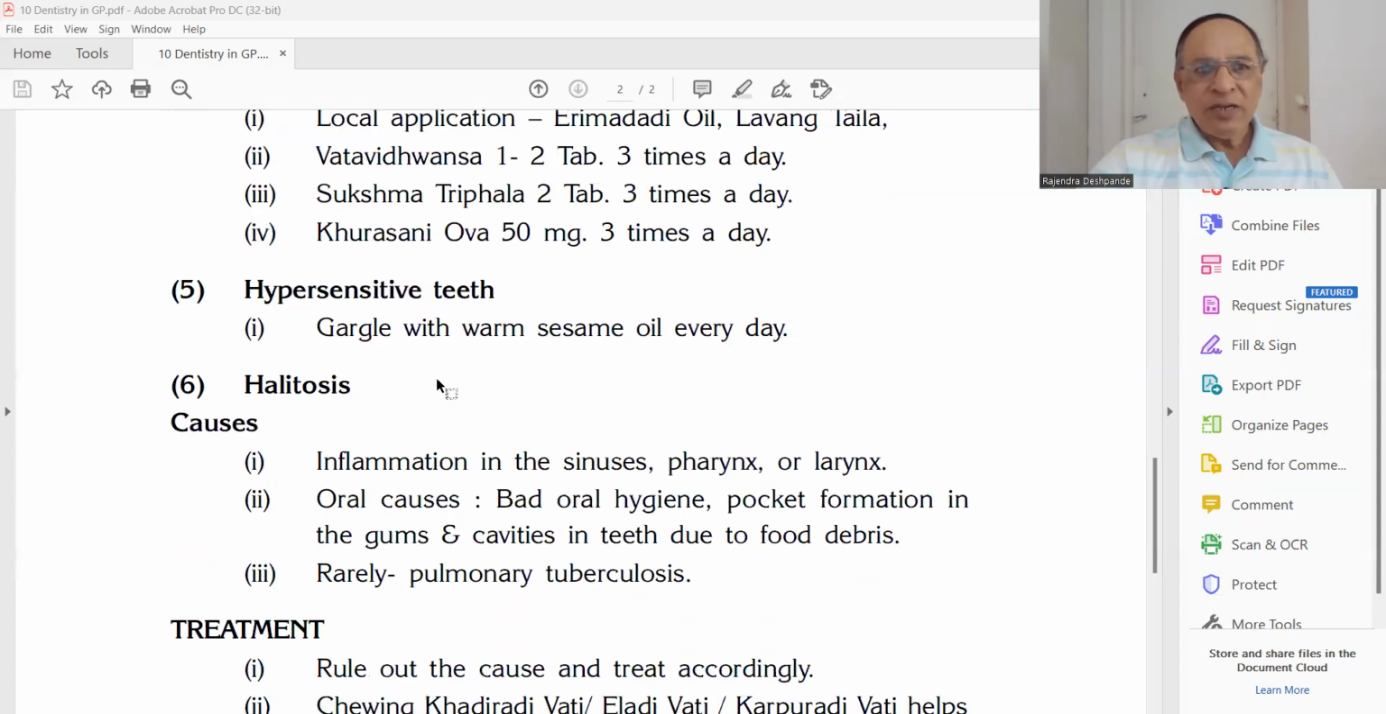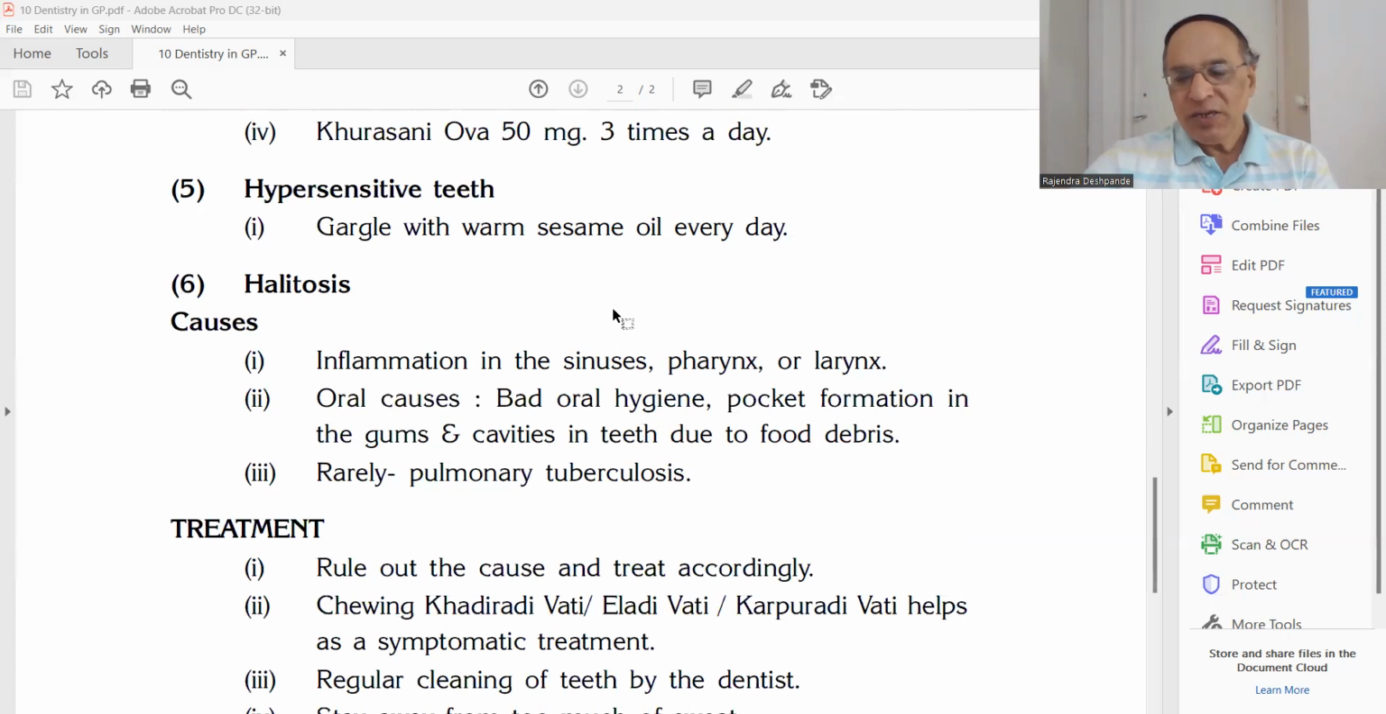Then hypersensitive teeth: gargle with warm sesame oil every day. In spite of spending a lot on different toothpastes and all these things, this is a simple Ayurvedic treatment. Don't forget it. Make warm sesame oil and put it in the mouth, in an amount that you can move around. Like, I am gargling warm sesame oil. Do it for 5 minutes and then spit it out. That sesame oil should be thrown out of your mouth. That is very good to protect your enamel and to make the teeth stronger. So this is for hypersensitive teeth.